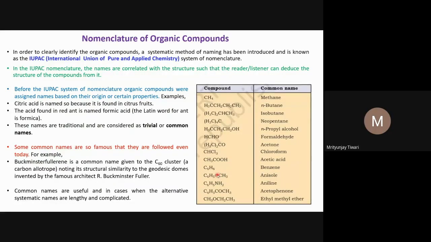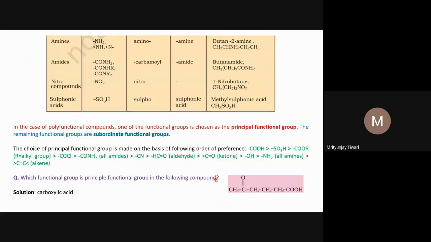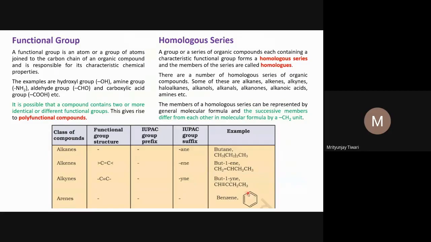If we replace one hydrogen with a simple CH3 group, then that compound is called toluene. So C6H5CH3 is toluene. In this benzene ring, any one of the hydrogens, let's say this hydrogen, is substituted with CH3, then that compound is toluene.